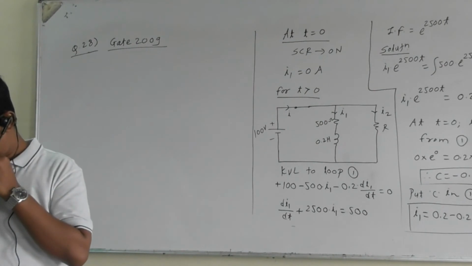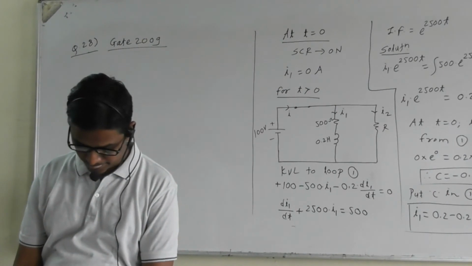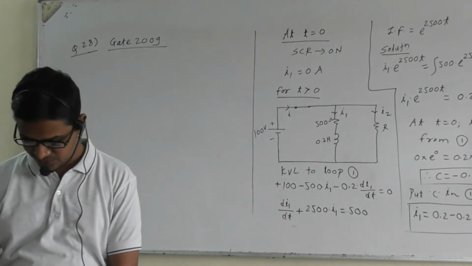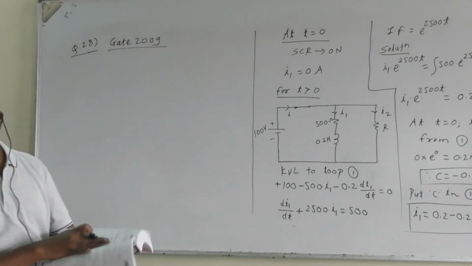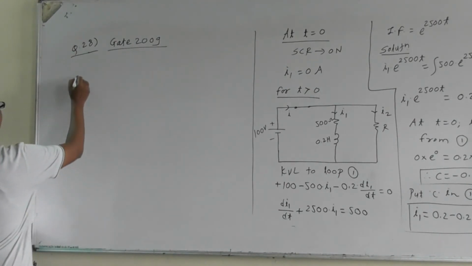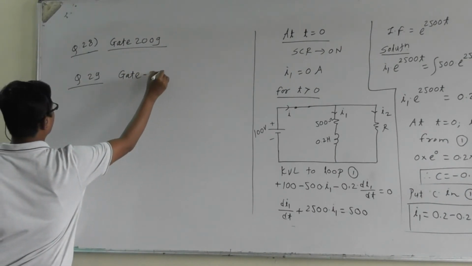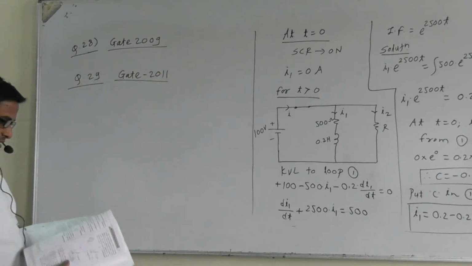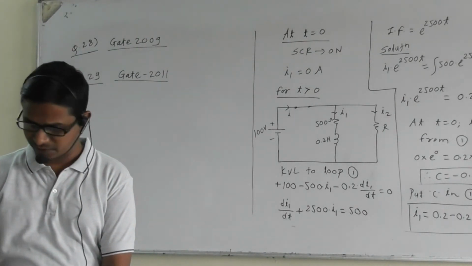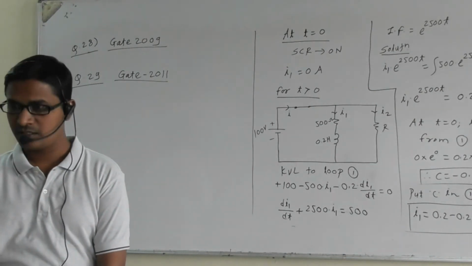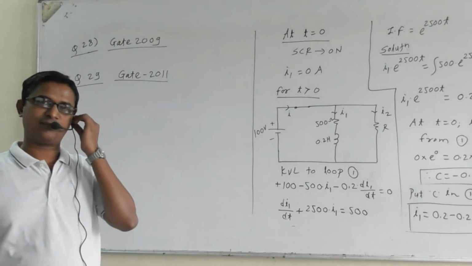Next, check question number 29. This question was also asked in the exam GATE 2011. The question is about the circuit turn off time. Again it is a straightforward theory question related to the definition of circuit turn off time of an SCR. Please read the question.